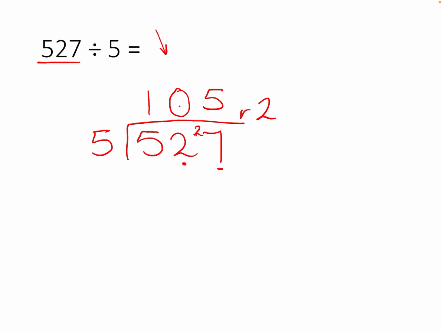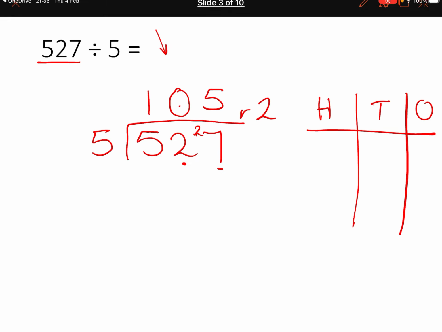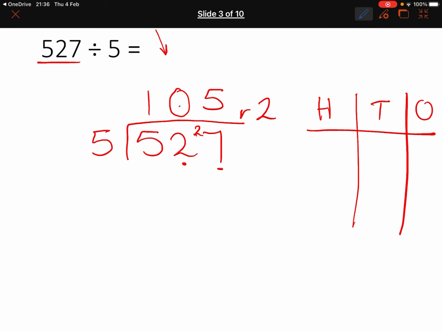So, one way we could do that, we could also look into our hundreds, tens, and ones. I'm not a massive fan of this red. I'd rather it always go into blue. So what I can do is I can say I'm going to start with my 5. I'm going to put 5 hundreds.